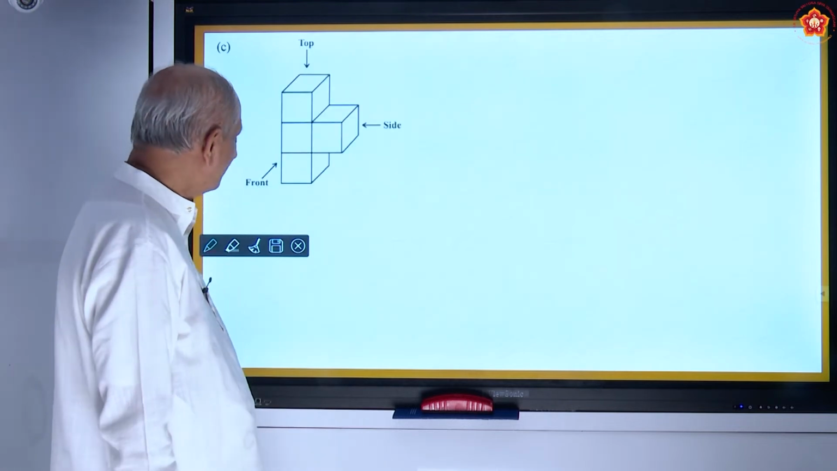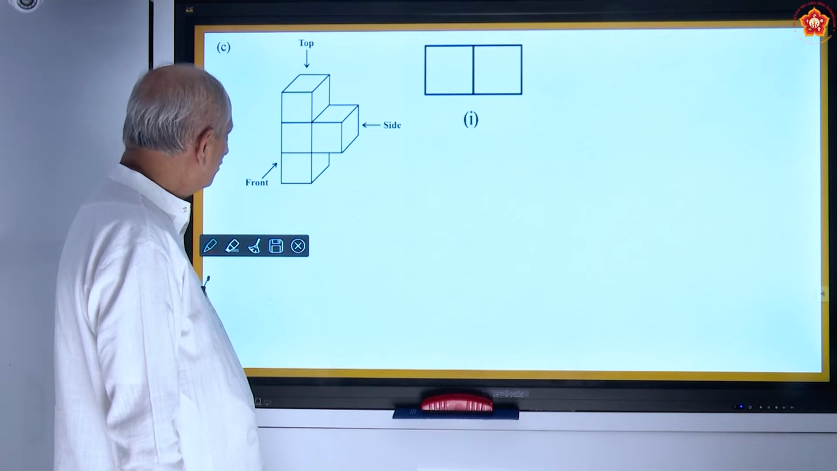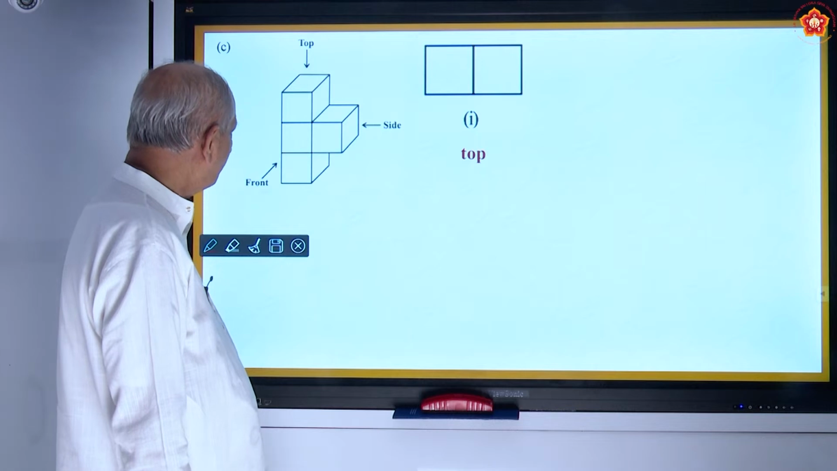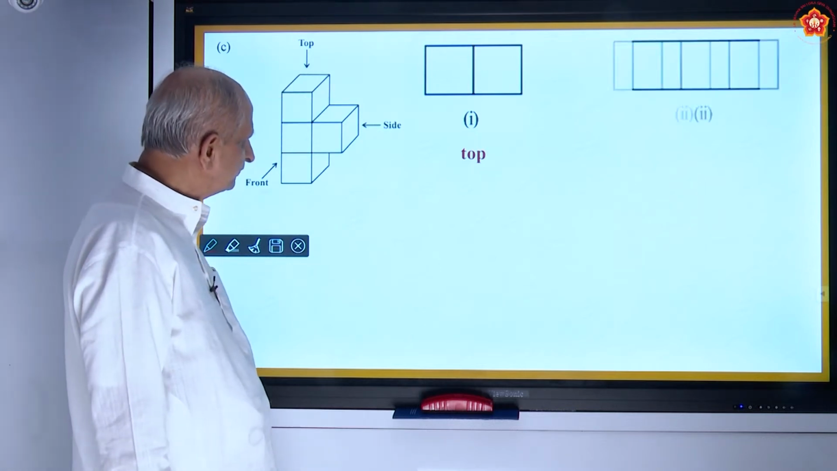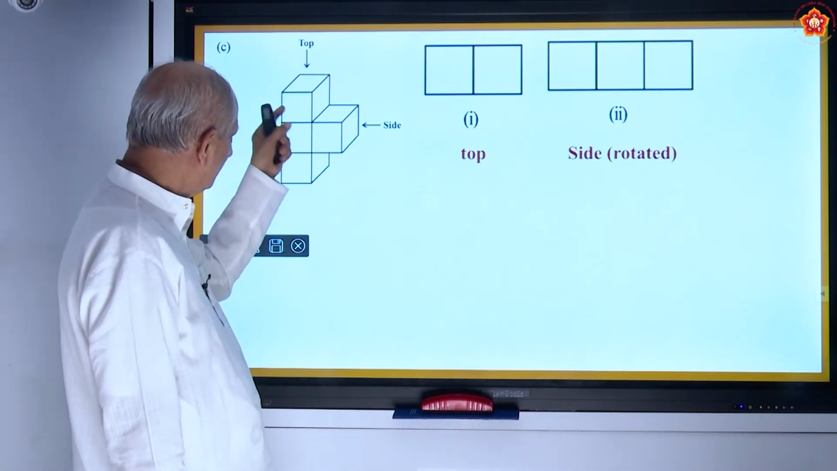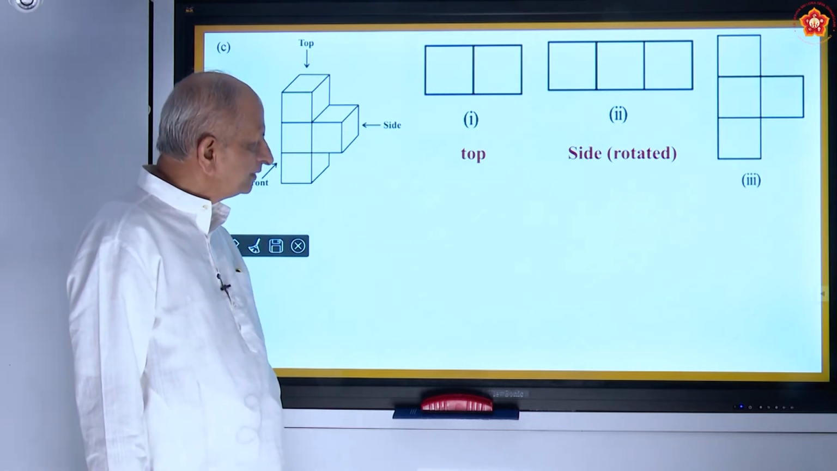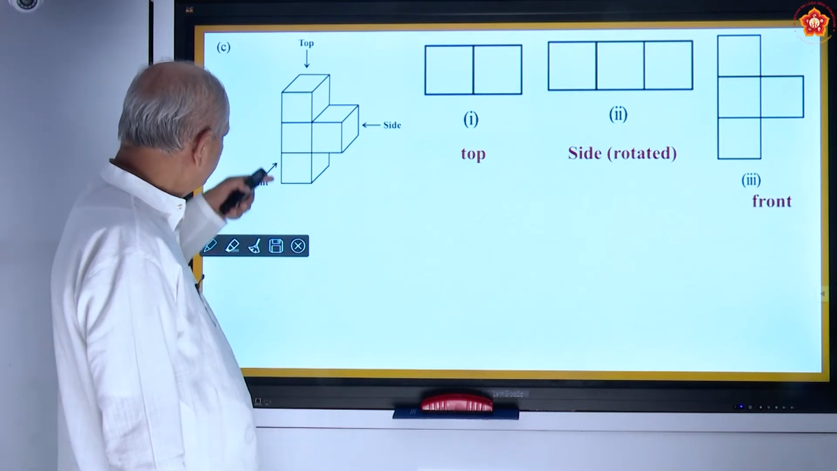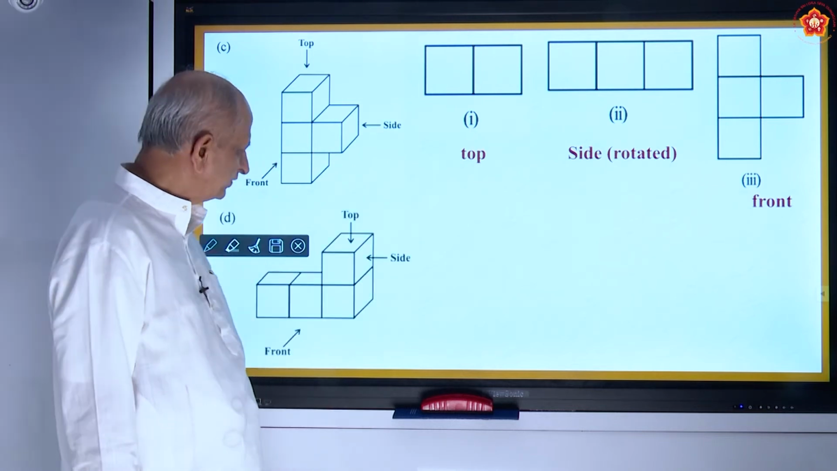So now coming to the third one. The same thing is kept like this. So what type of figure is it? From the top, you can see only these 2 squares. From the side, rotated, not as it is, we see 1, 2, 3, the other side. 3 squares there. And from the front, if you see, 1, 2, 3, 4. 4 squares you can get. So that is the third figure.